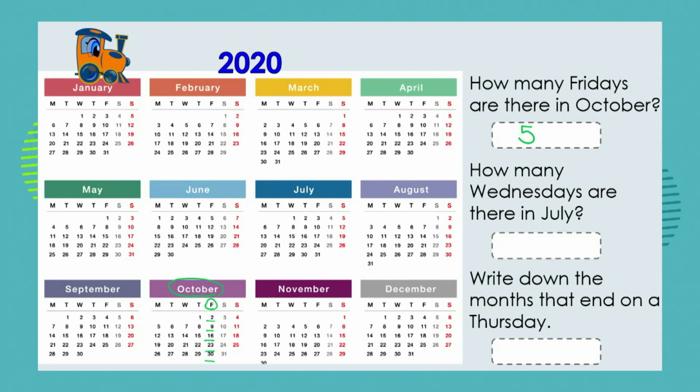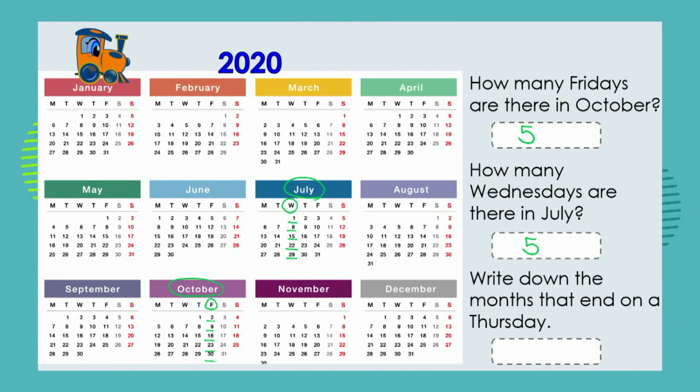So July is the 7th month of the year, and we will circle the W for Wednesday. And let's count how many Wednesdays there are. We have 1, 2, 3, 4, 5. So there are 5 Wednesdays in July. And the last question, write down the months that end on a Thursday. So we will go through each month of the year to see which ones end on a Thursday.